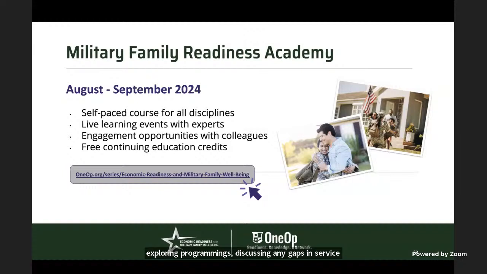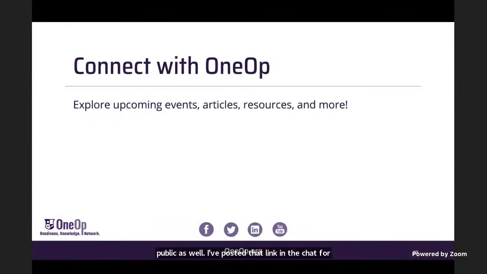The Academy will also detail programs available to military families through cooperative extension service that are aimed at increasing economic security. Please note the courses and webinars in the series are free and open access to the public as well. I have posted that link in the chat for everyone to get connected to, register for, and start joining us on those online courses, and mark your calendars for the webinar series that are happening.